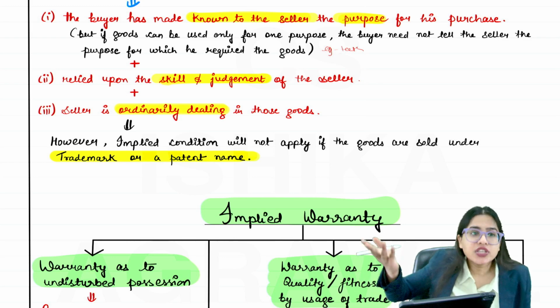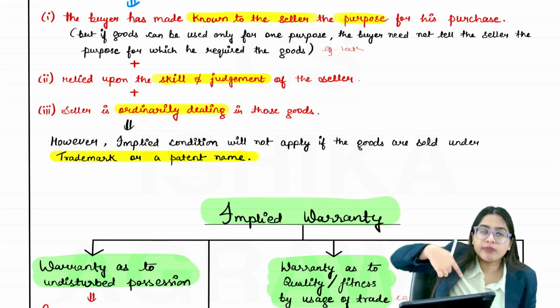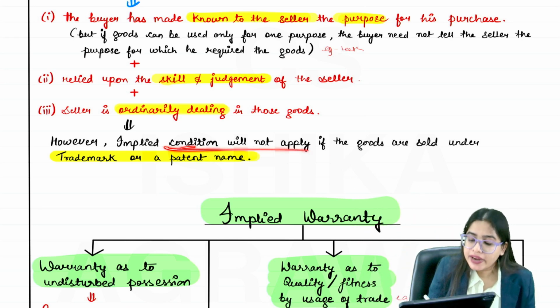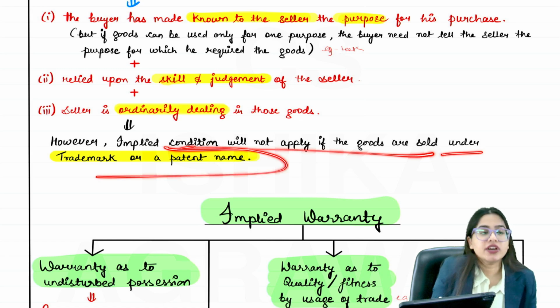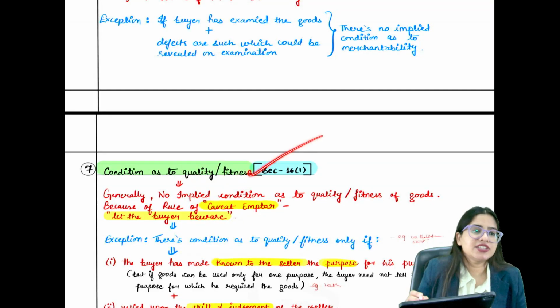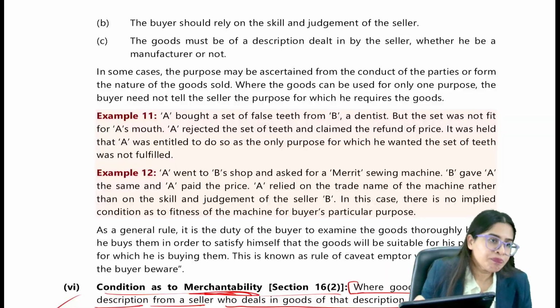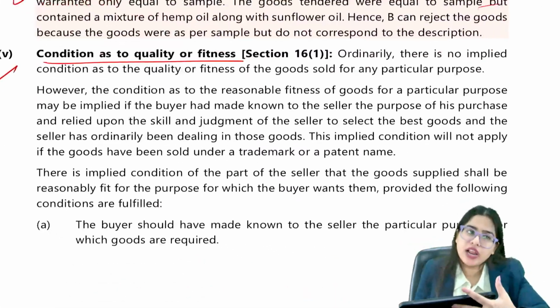Now if Amul ghee is not of good quality, what can the shopkeeper do? Can I return the ghee and claim my money back? The answer is no. Implied condition will not apply if goods are sold under the trademark or the brand name. This is all about implied condition as to quality or fitness. So if you have understood this, let's read it from the material. This is your last implied condition.